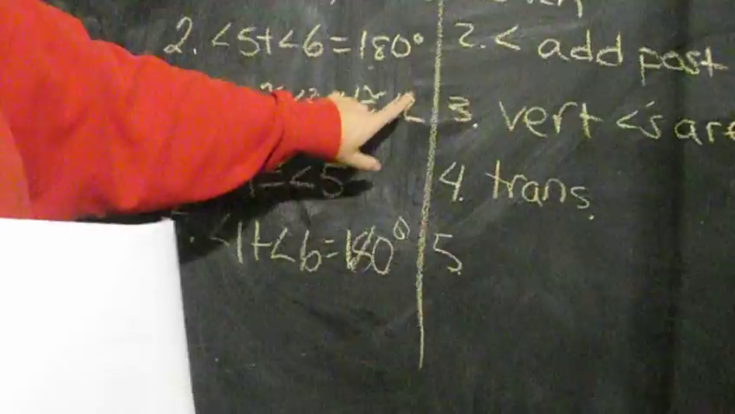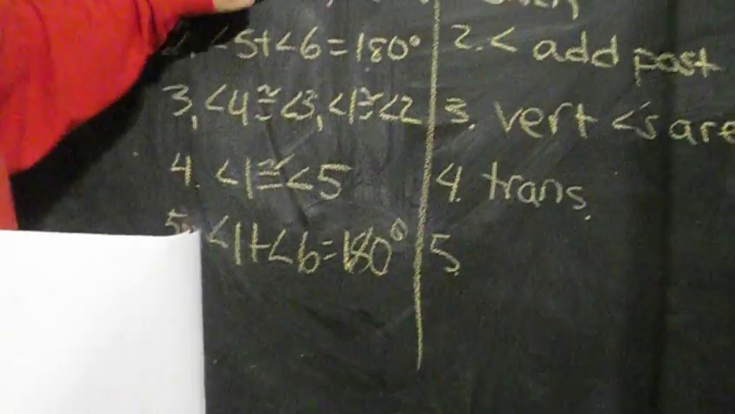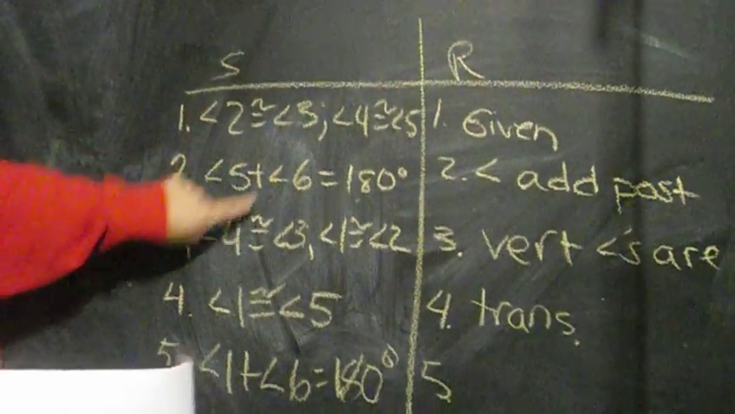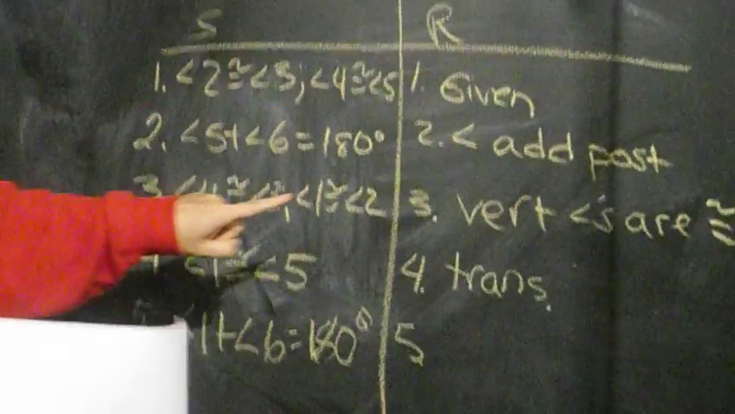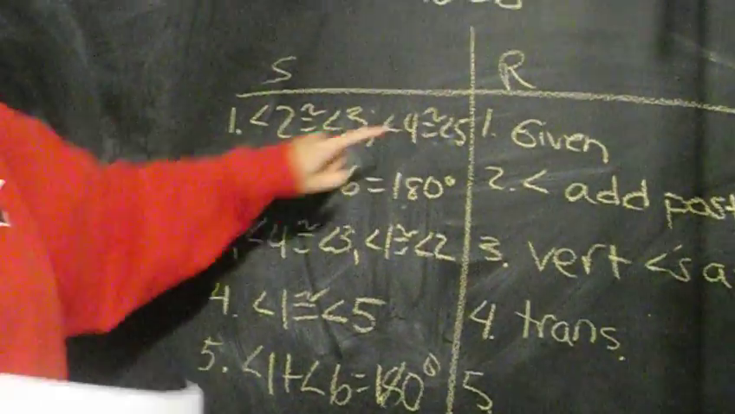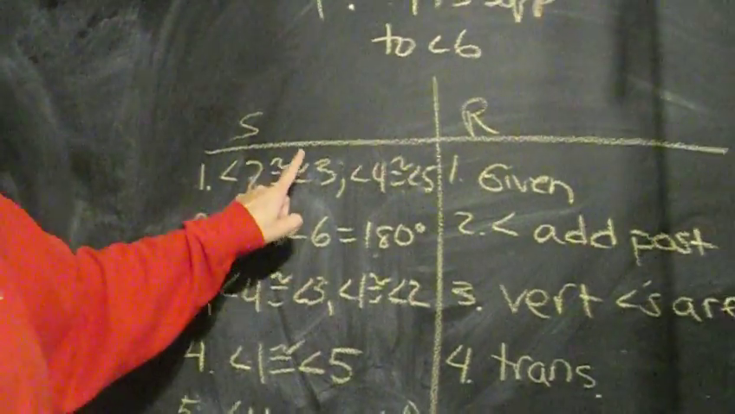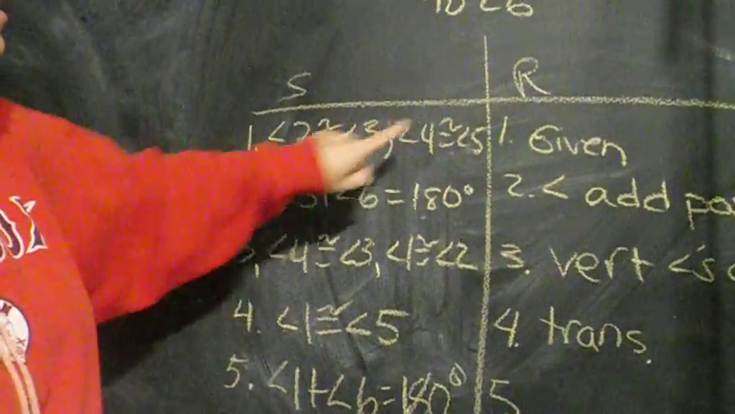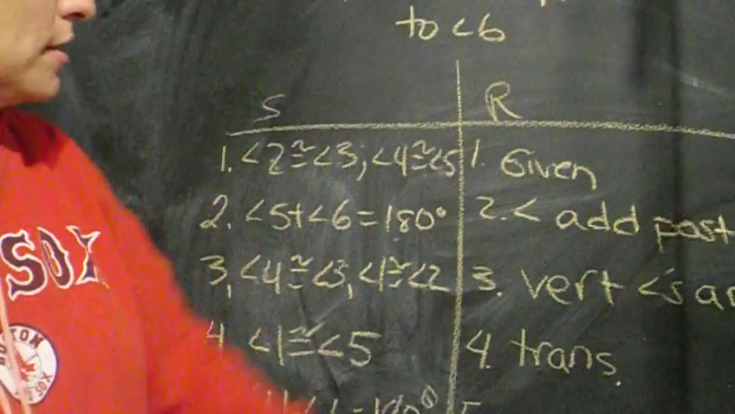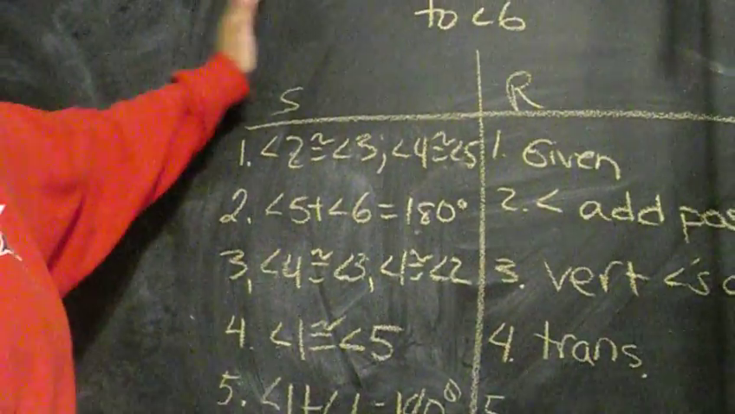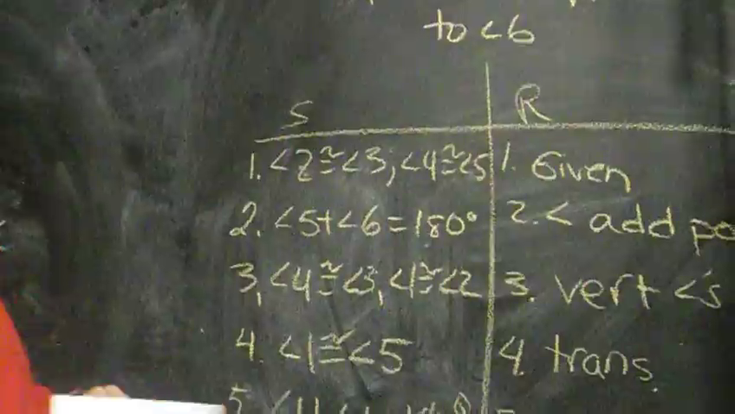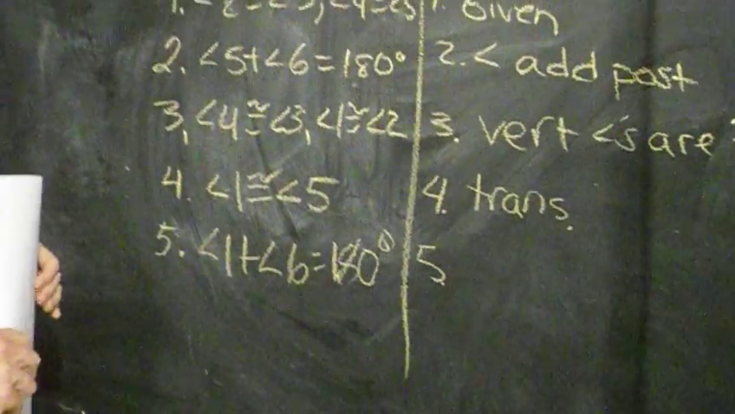1 equals 2. 2 equals 3. 3 equals 4. 4 equals 5. 5 plus 6 equals 180. But what I said was 1 equals 5. I just showed you that. 1 equals 2, 2 equals 3, 3 equals 4, 4 equals 5. That's the transitive property. We're showing that to get from one to the other, you have to go through all those other ones. And then, ooh, I never finished it.